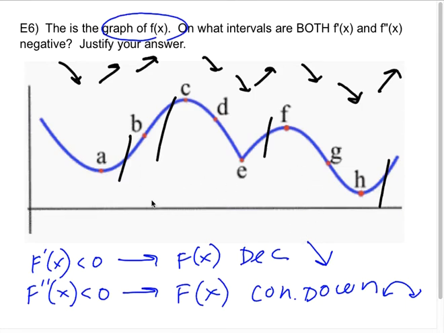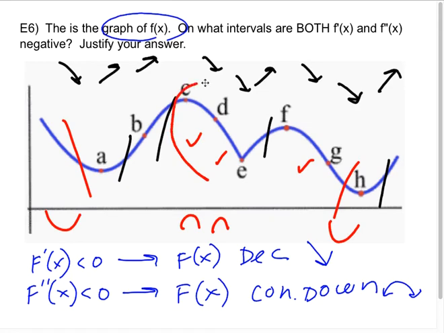I want where this graph is concave down. Well, here the graph is cupping up, so that's out, right? Here the graph is cupping down, so those two intervals work, right? Here the graph is cupping down, and here the graph is cupping up, so that interval's out. So it turns out that my answer is this window from C to E and this window from F to G, right?